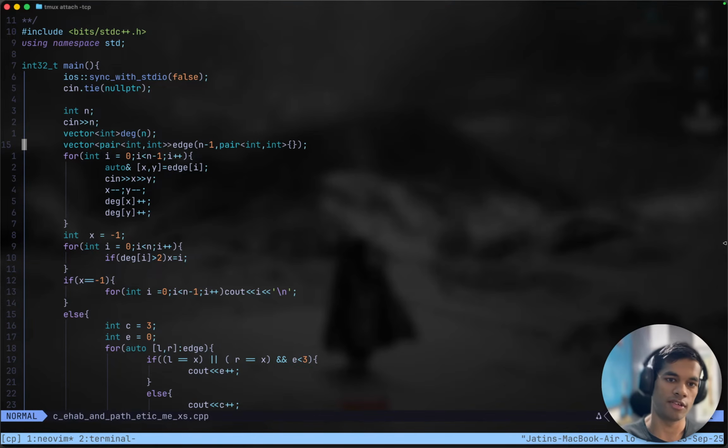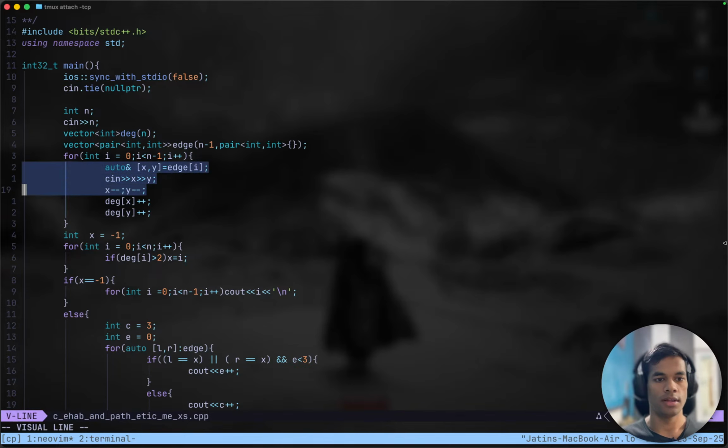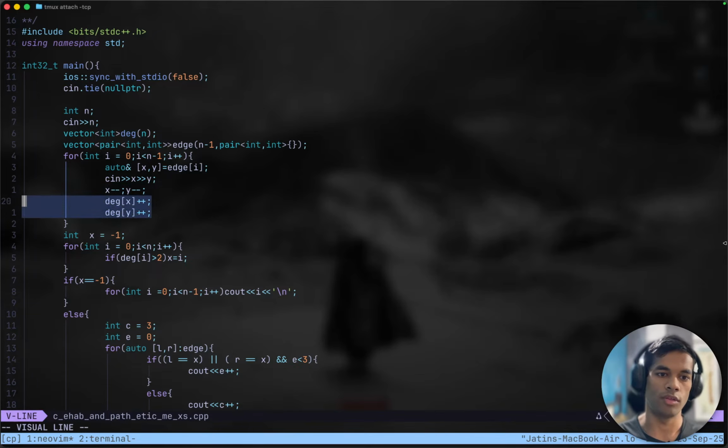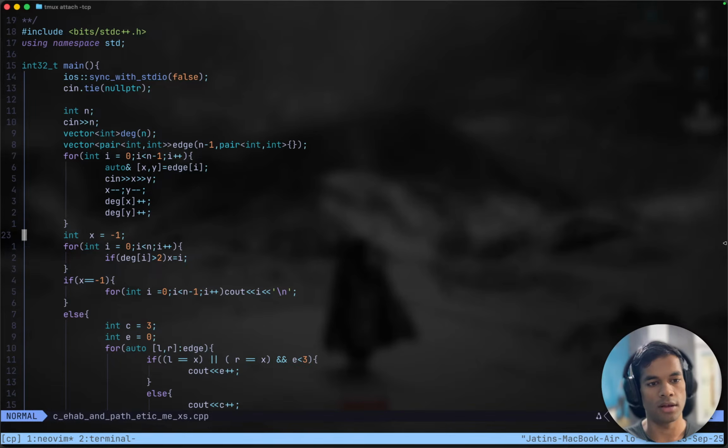And all of the edges. There are n minus 1 edges in total. Then we take in all the edges like so. And we do x minus minus and y minus minus to make both of these vertices, or nodes, people might call them, 0 indexed. And then x, we initialize x as something that we are looking for, and we initialize it to be equal to minus 1.